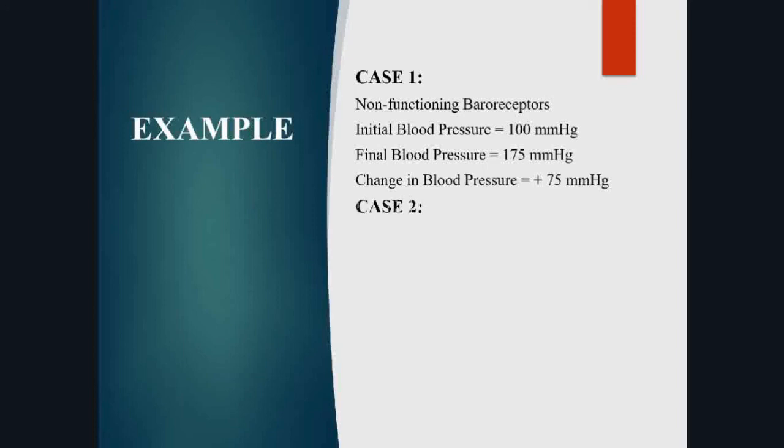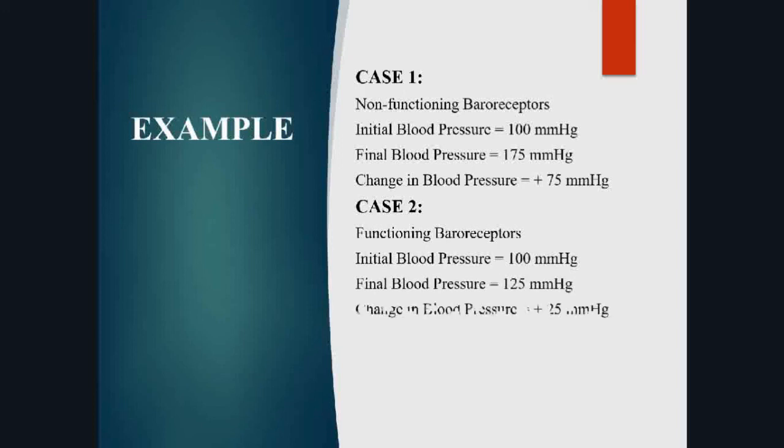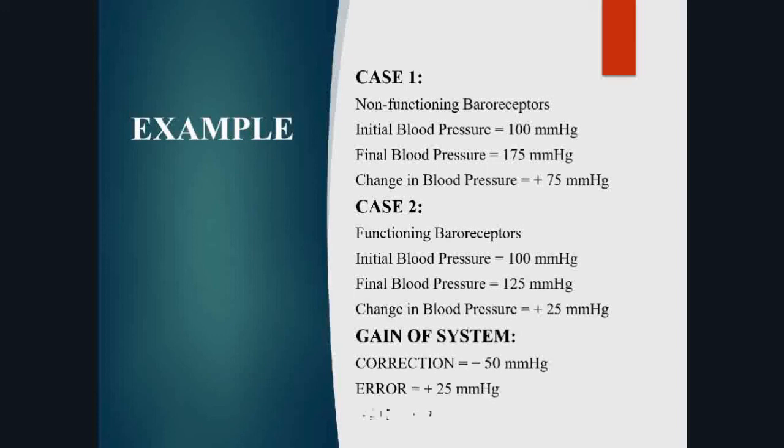However, in the second case, baroreceptors are functioning. So, after transfusion, there is a small rise in blood pressure from 100 mm of mercury to 125 mm of mercury. In this case, there is a correction of minus 50 mm of mercury, that is from 175 to 125 mm of mercury. But still there is an error of 25 mm of mercury, which means that the control system is not 100% effective in preventing change. Now, dividing correction by error, minus 50 by 25, we get the answer -2. That is the gain of the control system maintaining blood pressure.